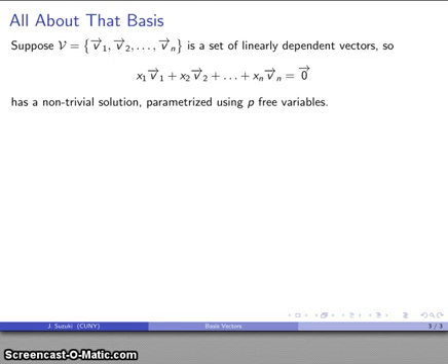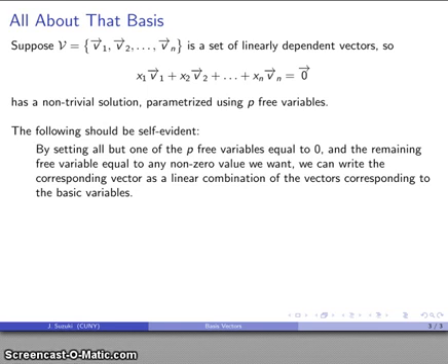So suppose I have my set of vectors, and I have a set of linearly dependent vectors. When I go to solve the corresponding coefficient matrix, what I'm going to get is a non-trivial solution, and it'll be parameterized using p free variables, where p is to be determined based on what our reduction turns out to be. So if I think about this a little bit, we should come to the following conclusions.